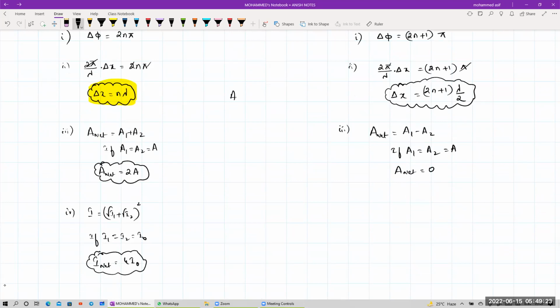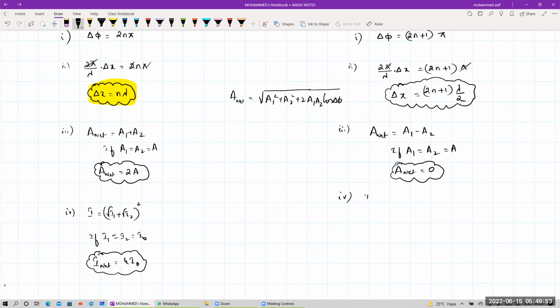We are getting it from the formula A net is equal to under root of A1 square plus A2 square plus 2 times A1 A2 into cos of delta phi. Now delta phi value you keep as 180, and cos 180 is minus 1. So it is A1 square plus A2 square minus 2 times A1 A2. So it is (A1 minus A2) whole square. So the root will get cancelled. So A net is A1 minus A2. And if the amplitudes are the same, A net value will become 0.